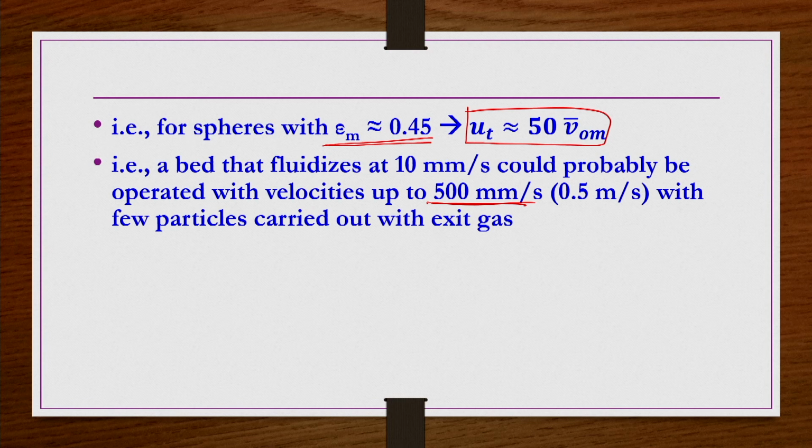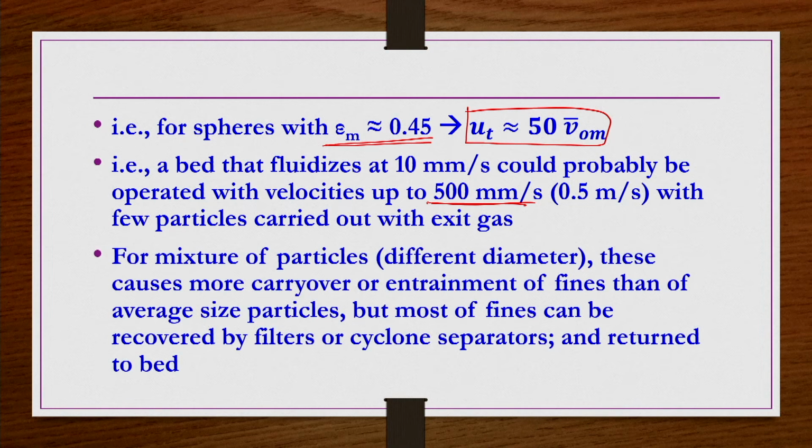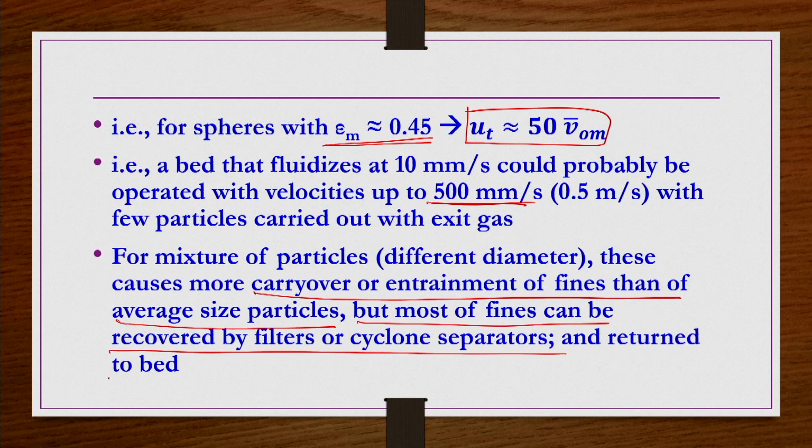with exit gas. Okay. For a mixture of particles of different diameters, these cause more carryover or entrainment of fines than of average size particles in general, but most of the fines can be recovered by filters or cyclone separators and returned to the bed. If you have single shape particles, that is fine, but if you have a mixture of different types of particles, then it is possible that some particles having smaller size, depending on their shapes, may be easily carried over under these velocities that you are operating based on the spherical particle calculations, right. However, they can be collected and then circulated back to the bed.